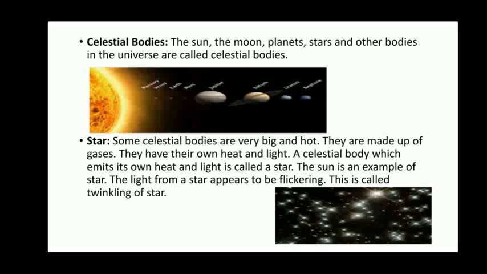A star is a very huge and big hot thing. It is made up of gases. A celestial body which can emit light on its own is called a star. The Sun is an example of a star because it can emit light on its own. It also appears to be flickering. This is what we call the twinkling of the star.